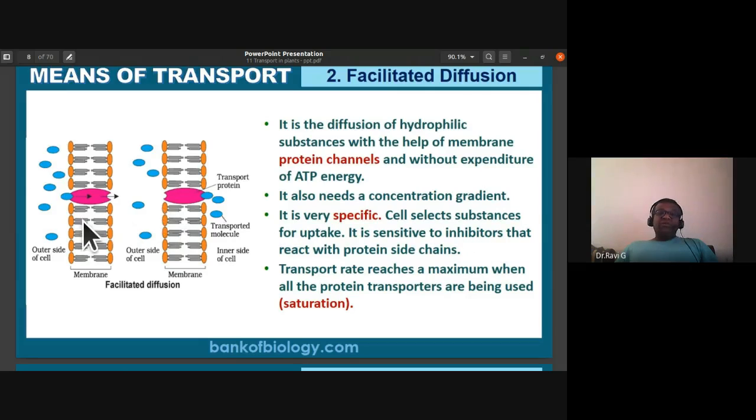So it is with the concentration gradient. Facilitated diffusion also does not require any ATP. There is no expenditure of energy.